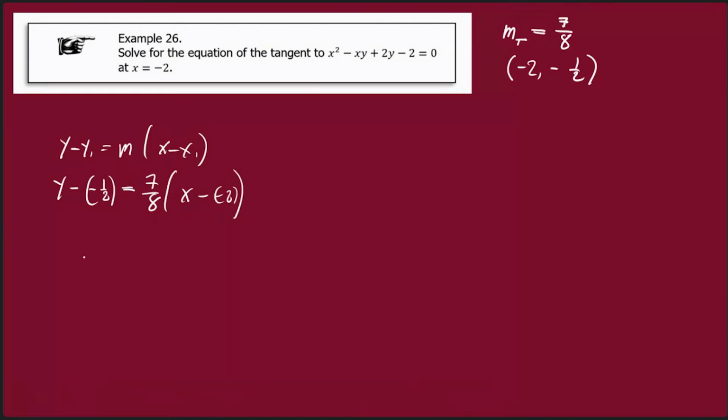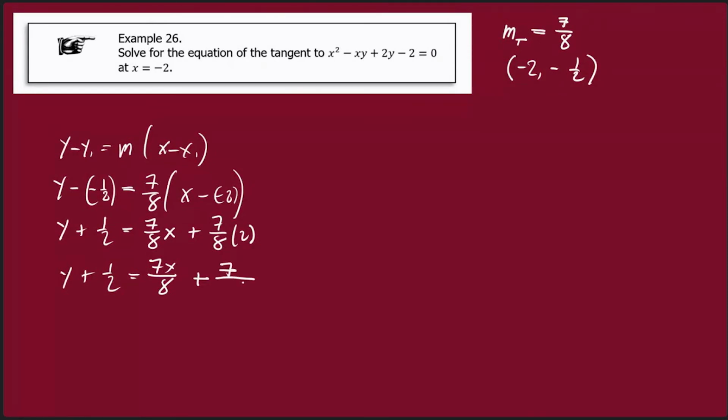Simplify. This is y plus 1 half, equal to 7 over 8 x, right? It becomes plus 7 over 8 times 2. Simplify further. This is y plus 1 half, equal to 7x over 8 plus 7 over 4.